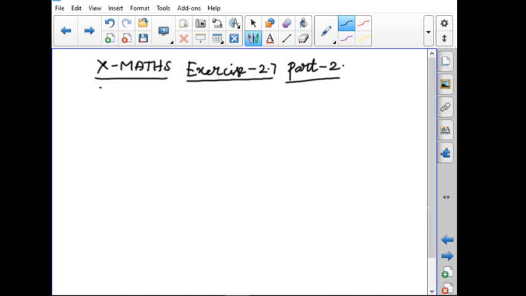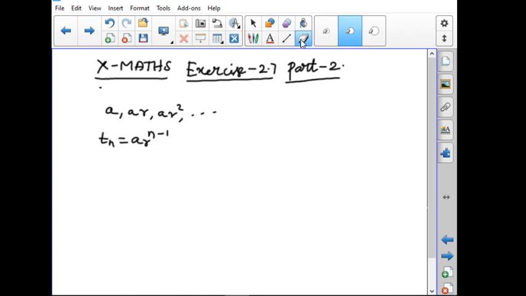Already we know the general form of GP. The general form of GP is A, AR, AR square, etc. The general term of GP is Tn equal to AR power n minus 1. You have to recall this and we are going to apply it in the exercise problem.